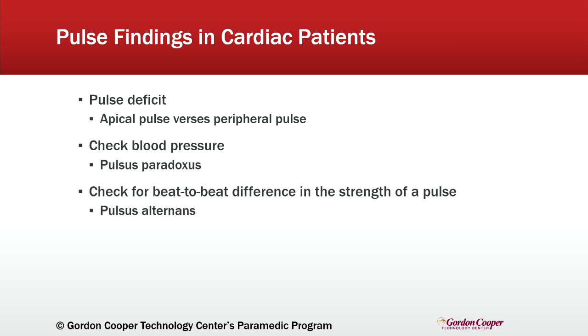So we want to check for a pulse deficit, which is the difference between the apical pulse, remember that was measured at the heart, and then the peripheral pulse, so felt at the wrist or other locations. A significant deficit may indicate issues such as atrial fib or other forms of arrhythmia, where not all heartbeats are effectively transmitted to the peripheral circulation.